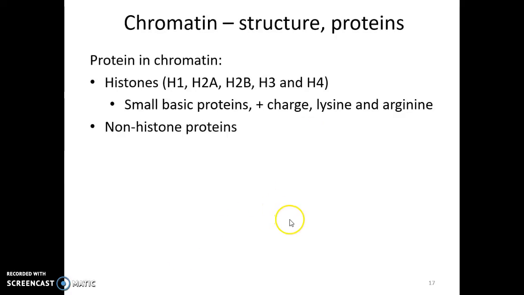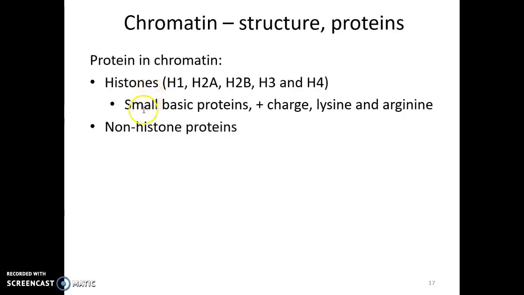So back to chromatin. Chromatin contains proteins, right? It contains DNA, it contains some RNA, and it contains proteins. So the kinds of proteins that are found in chromatin, two important categories are the histones and the non-histones. So we're going to talk about histones H1, H2A, H2B, H3, and H4.